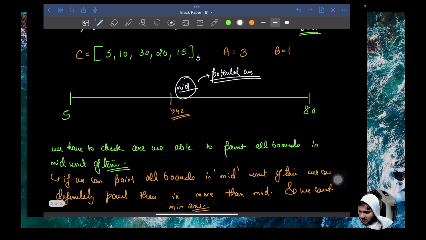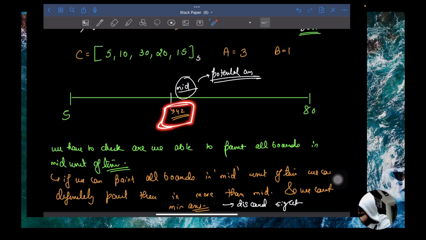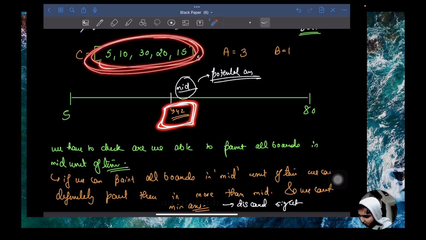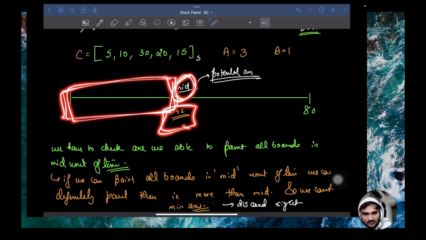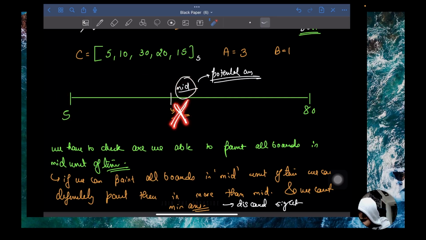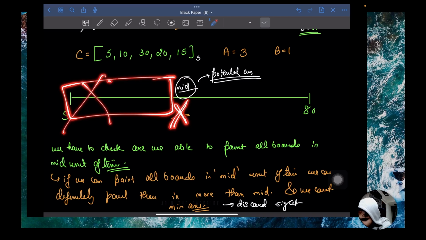So what we are going to do is discard right. How do you discard right? You do high is equals to mid minus 1. Okay. And just think about the opposite way. If we are not able to paint in 42 unit of time, that is mid unit of time, I cannot paint it in less than mid unit of time, right? If 42 cannot become my answer, anything less than 42 can also never become your answer.